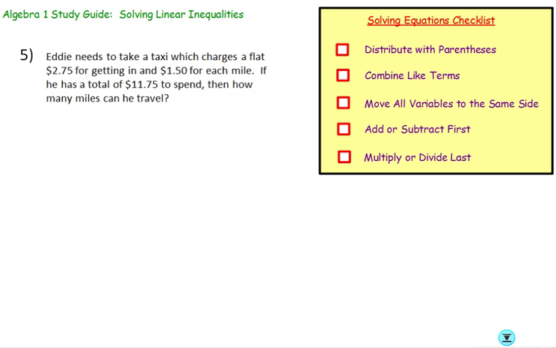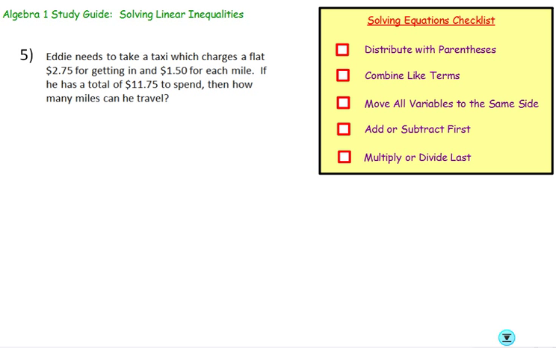So number 5 says Eddie needs to take a taxi, which charges a flat $2.75 for getting in. When we use that word flat, we're not meaning flat like a pancake. What we're meaning is that it's kind of a fixed cost. So regardless of how far you're going to go in this taxi, just for getting in the cab, they're going to charge you this $2.75.